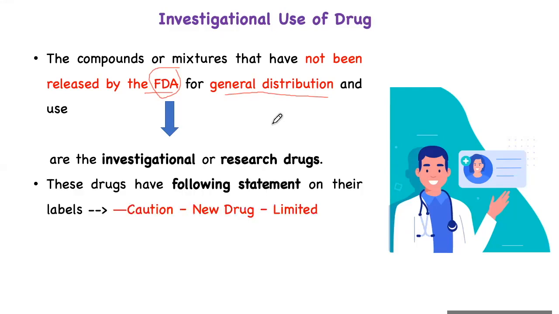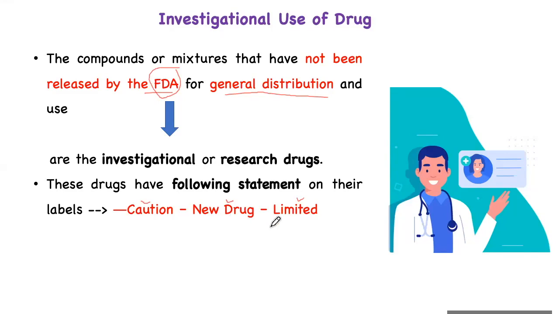If you see the label on these drugs, they have the following statements on their label. For example, first, caution. Second could be new drug. Third could be limited. Why is this label posted especially on the label paper of the investigational drug? So you can ensure the safe use of the drug. If the label says caution, the patient is alerted. The physician who is administering that particular medicine will also be alert, and he will strictly supervise that patient in order to avoid any unavoidable circumstances or any life-threatening adverse effects and side effects of that particular drug.